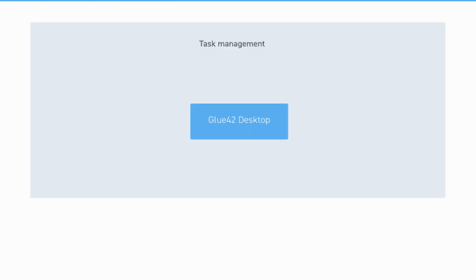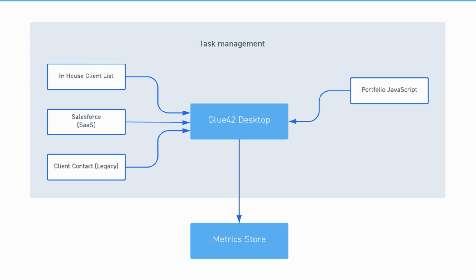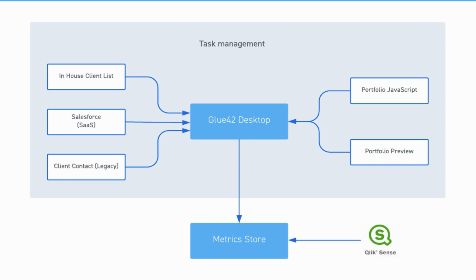At the center is the Glue42 desktop, and that's going to be using our task management workspace within the swim lane. Every interaction with the desktop is going to be pushed out to the metric store. Within our workspace, we're going to have our in-house client list, Salesforce SaaS application, client contact that's going to be removed, and also the portfolio and portfolio preview. Finally, ClickSense is going to be used to analyze the information inside the metric store, but you can use your own enterprise standard tooling of choice.